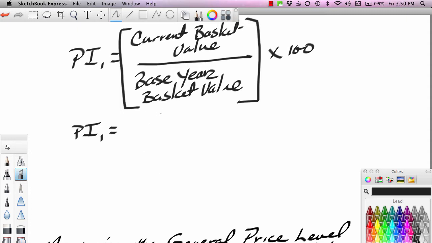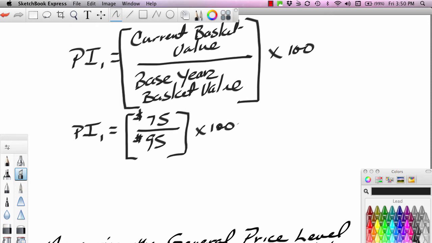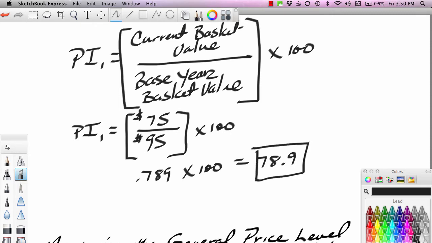Well, if you go back down to the table, you'll see the basket value in year 1 is 75. We divide that or compare that to 95, which is the base year value of the basket. We take that ratio and we multiply it by 100. Now what that's going to turn out to be is, if you actually go ahead and calculate, 0.789, I've rounded that off, times 100. So our basket value is actually 78.9. Okay, if we've done that correctly, we'll get 78.9.